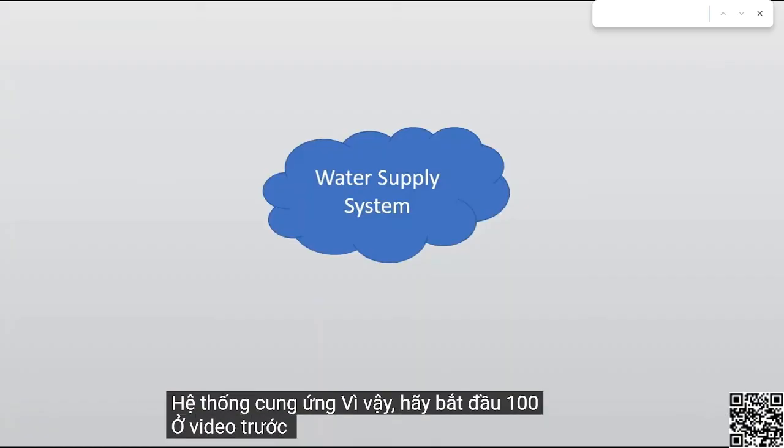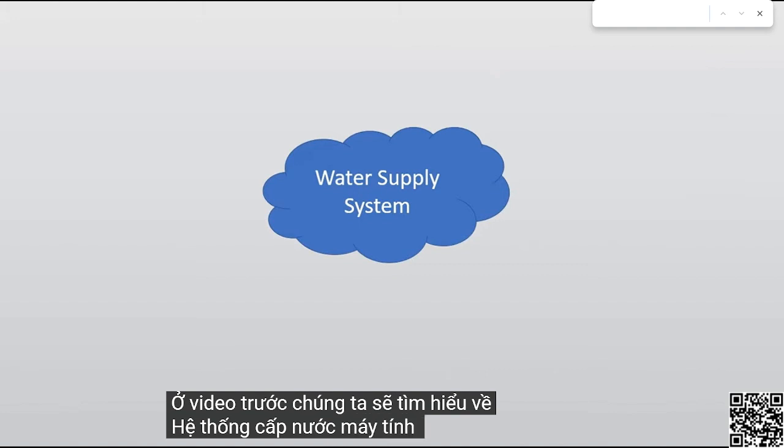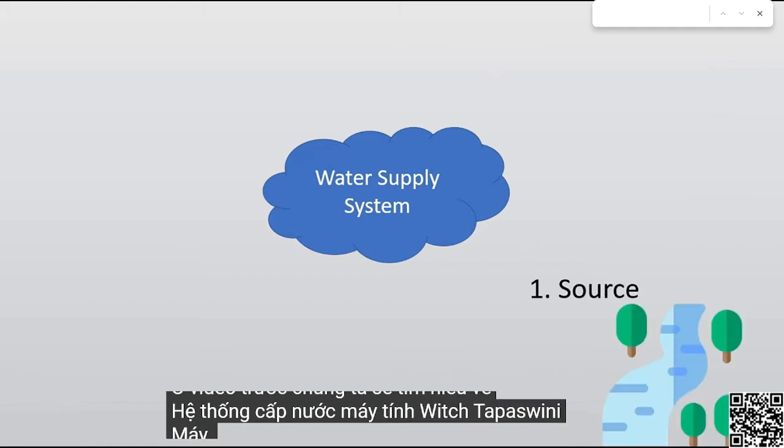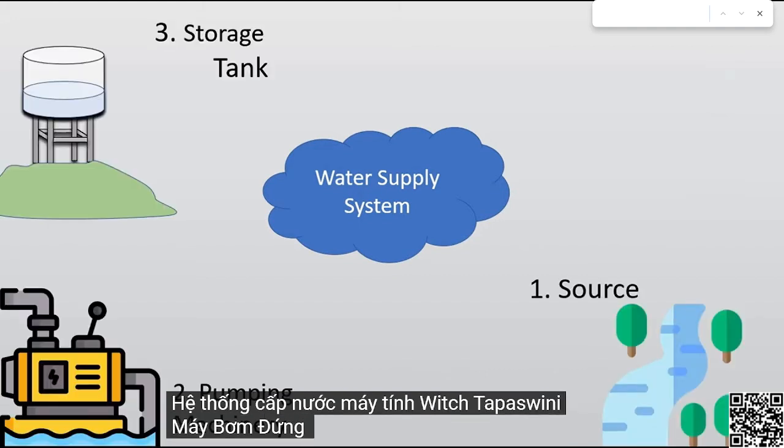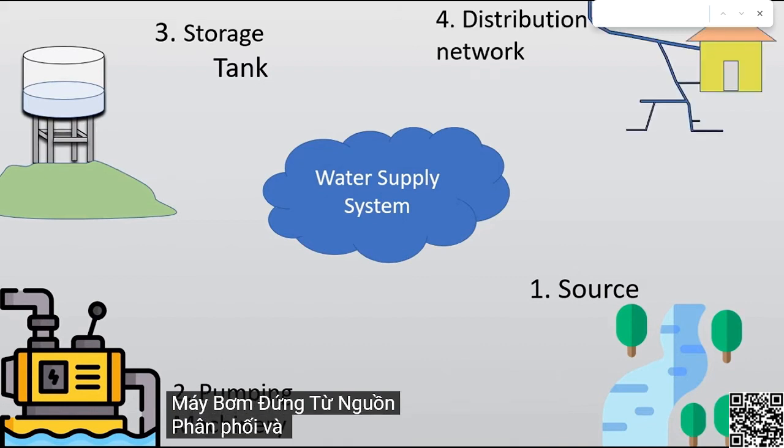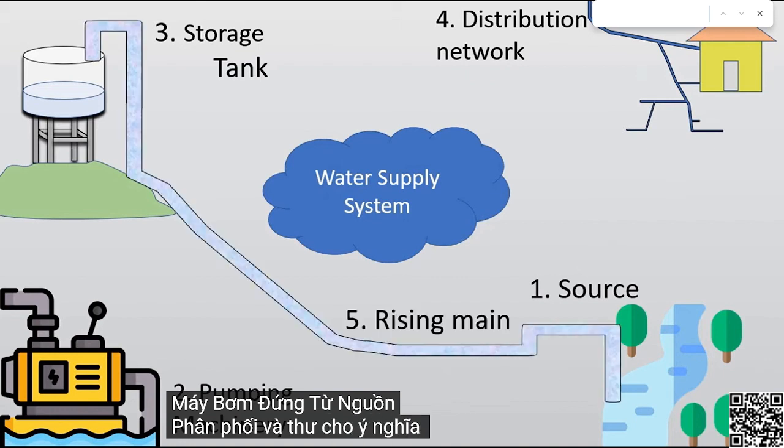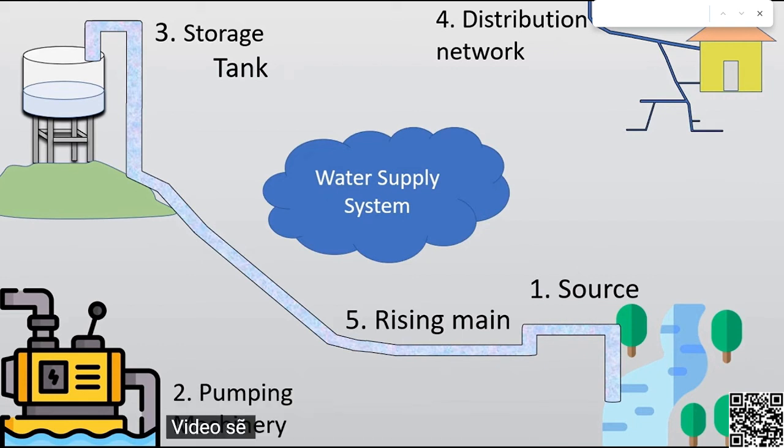In the last video, we learned about four components of the water supply system which are shown here. The first one is source, second is pumping machinery, third is storage tank, and the fourth is distribution network. Later on, I told the fifth component, which was rising main. We will learn about designing of these components one by one.